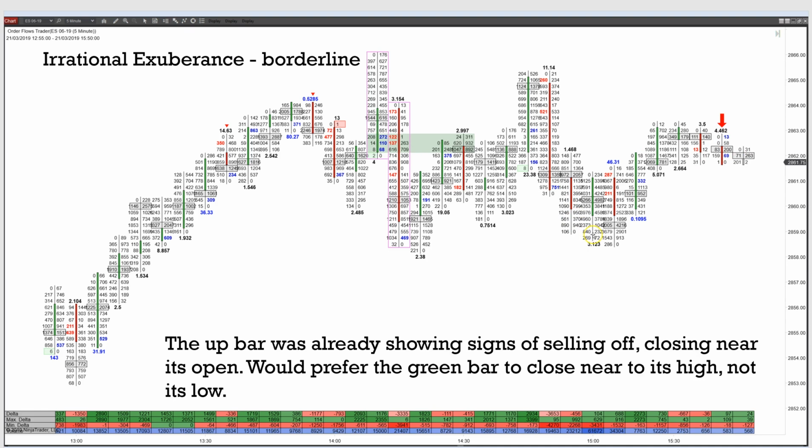Because you're already running into the close. Now, one thing to keep in mind is, people say, well, look at this volume, 61,000. Well, that's at 3 p.m. Chicago time, which is when the cash market closes. So you're going to get a lot of orders there.